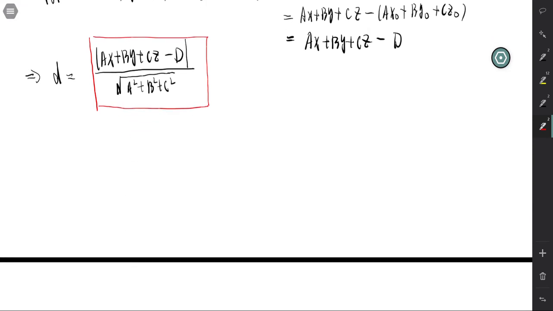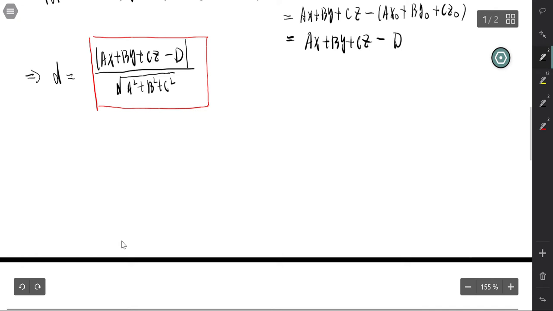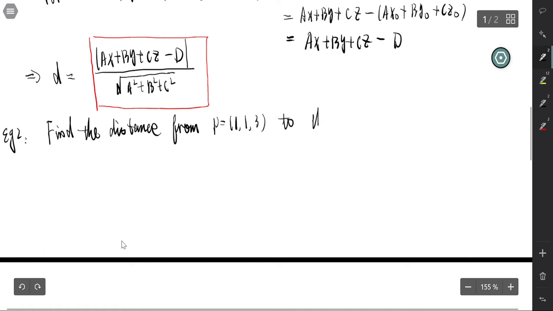Let's look for an example. Example two. Find the distance from the point P equals (1, 1, 3) to the plane 3x plus 2y plus 6z equals 6. From the equation of the plane, n equals (3, 2, 6).